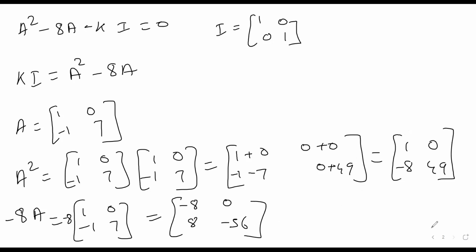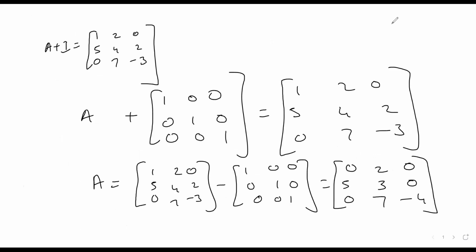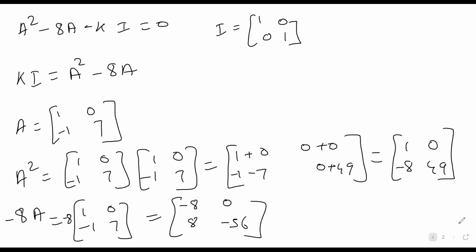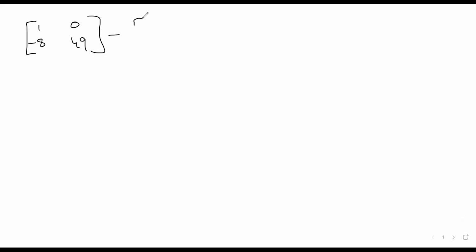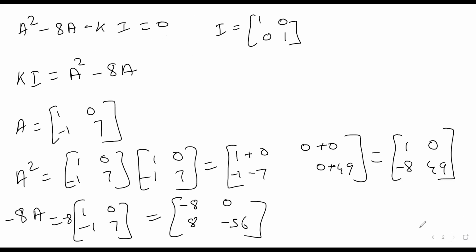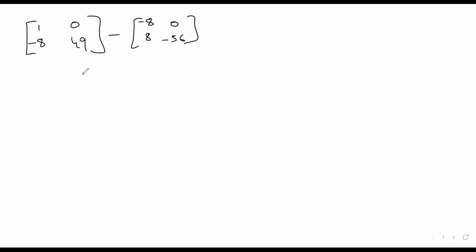Now we will subtract these two. [1 0; -8 49] minus [8 0; -8 56]. Their subtraction will be 1 minus 8, this is 0 minus 0, this is minus 8 minus minus 8, and 49 minus 56.